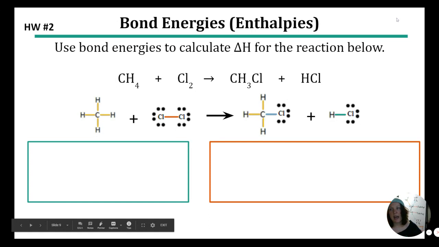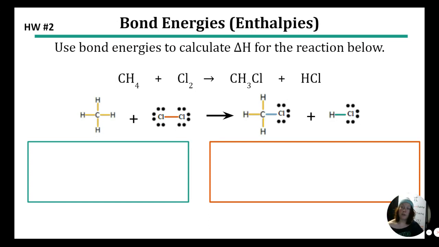Okay, so let's go ahead and take a look at bond energies for number 2. Use bond energies to calculate delta H, or change in enthalpy, for the reaction below. Okay, so just so you guys know, on your test, you will also be given the structural formulas. You do not need to draw Lewis-Dot structures or structural formulas for this test. We've already done that. So just focus on the structural images that have been provided for you. So CH4 plus Cl2 yields CH3Cl and HCl.